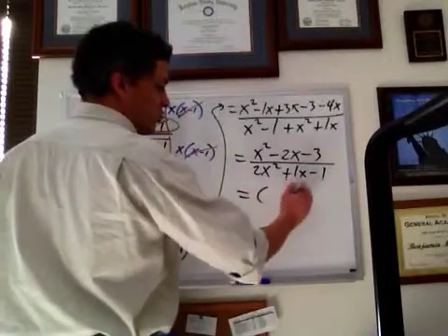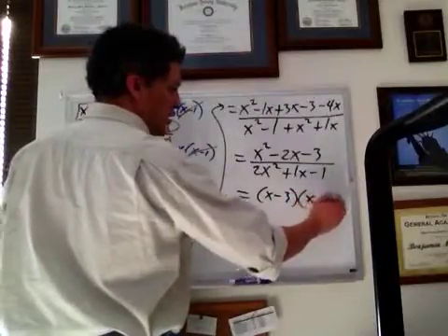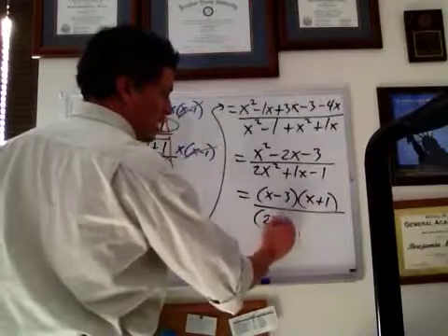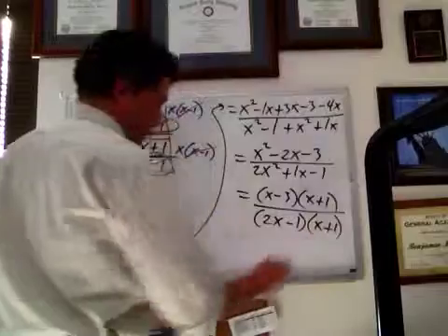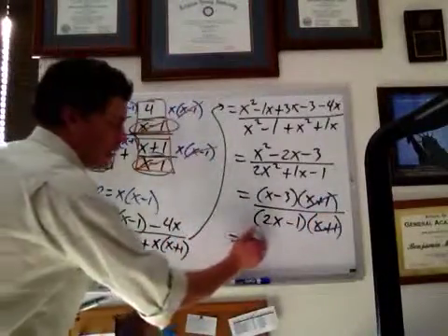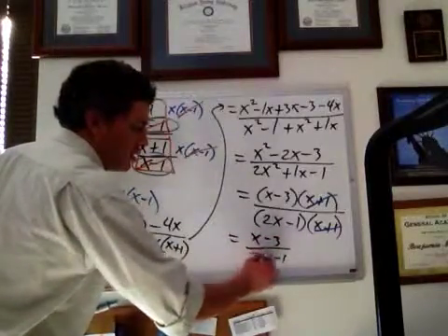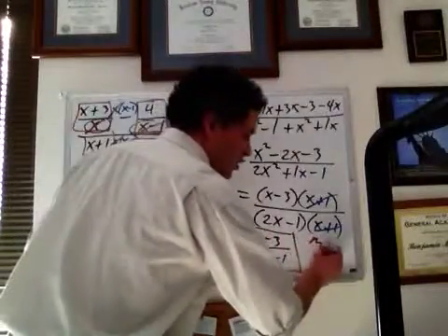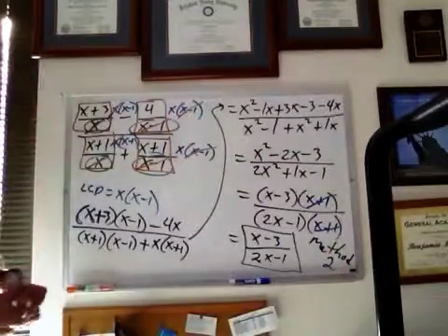And I already factored this once, it'll factor nice. X minus 3 and x plus 1 for the numerator. And in the denominator, 2x minus 1 and x plus 1. And as you can see, the x plus 1's will drop out, leaving us with x minus 3 over 2x minus 1. So there's two, so that's method 2. There's two approaches, two methods to solving complex fractions.